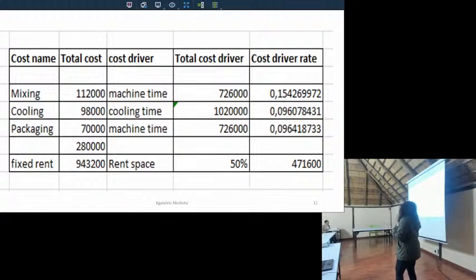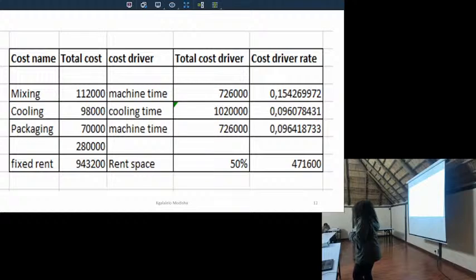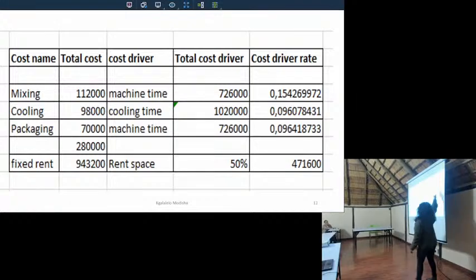So we used our standard machine times. We didn't use our actual production times. That's why we've got 72,600. Yes, that's what you actually use to allocate. That's the whole point of activity-based costing, is to get this rate in order to allocate our costs to the products.